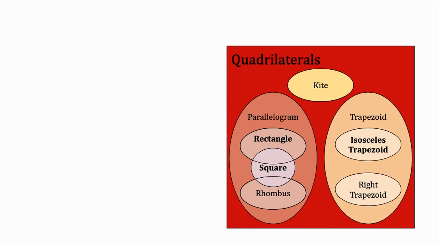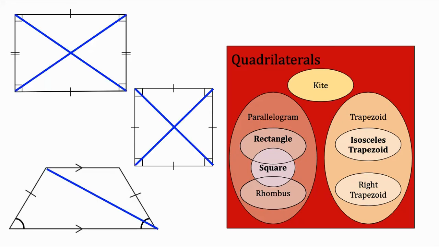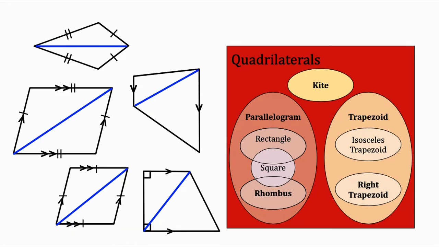In geometry, diagonals look like X's through the shape. Rectangles, squares, and isosceles trapezoids all have equal diagonals. We can prove this with the knowledge of the congruent triangles that make up the shapes, but we'll leave that exploration up to you. The other quadrilaterals do not have equal diagonals.